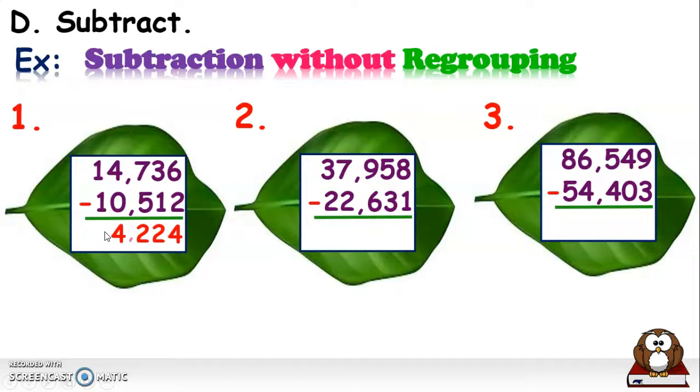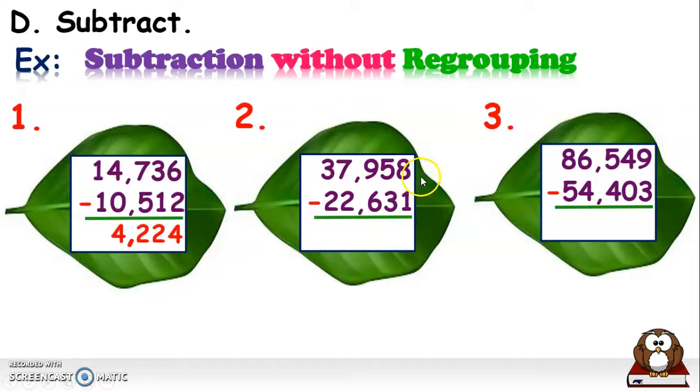But we also need to write our comma after 3 digits. Ones, tens, hundreds, comma, and thousands. The answer for number 1 is 4,224. Now let's go to number 2.